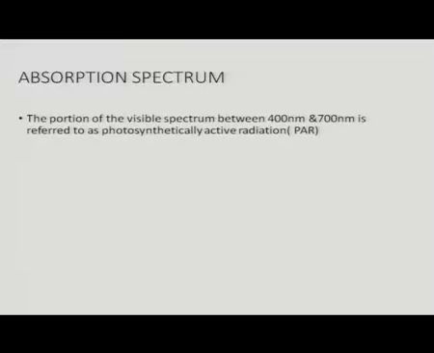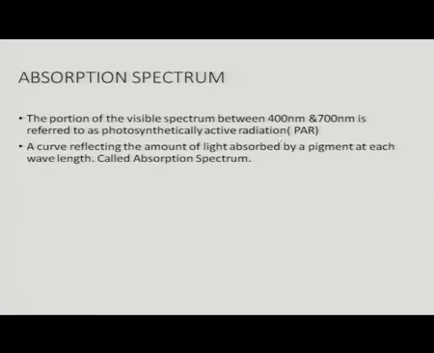This graph shows two types of spectrum, that is the absorption spectrum as well as the action spectrum. The portion of visible light that I have already told, that is 400 to 700 nanometer, is also called PAR, photosynthetically active radiation. This shows two graphs. The absorption spectrum is a curve reflecting the amount of light absorbed by the pigment at each wavelength.